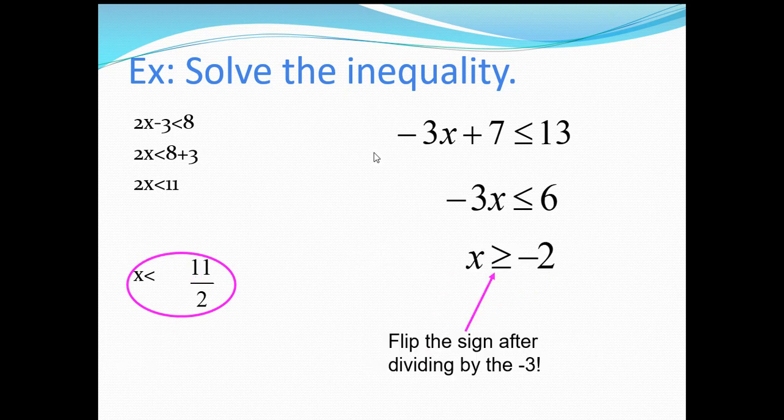If I want to solve another inequality, look at this one. This is very important. Same. I will take the 7 to the other side. 13 minus 7, 6. But here, I'm dividing by minus 3. So once there is a negative, dividing by minus 3, I will flip the sign. The smaller or equal becomes bigger or equal. Then 6 over minus 3, it's minus 2. Flip the sign after dividing by minus 3. This is very important. I know it's easy, but you need to be careful.